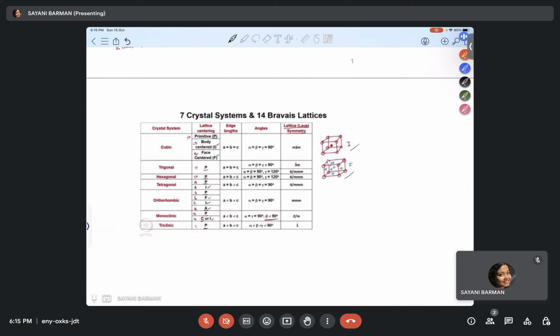And for cubic, all the edge lengths are the same. You can say for trigonal and hexagonal, two of these parameters are the same. For tetragonal also, but for tetragonal, all the angles are 90 degrees. Now, for orthorhombic, none of the edge lengths are the same, but the angles are the same. For monoclinic and triclinic, it's very hard to get similar. So this one is the most symmetric among the seven crystal systems, and this one is the least symmetric.